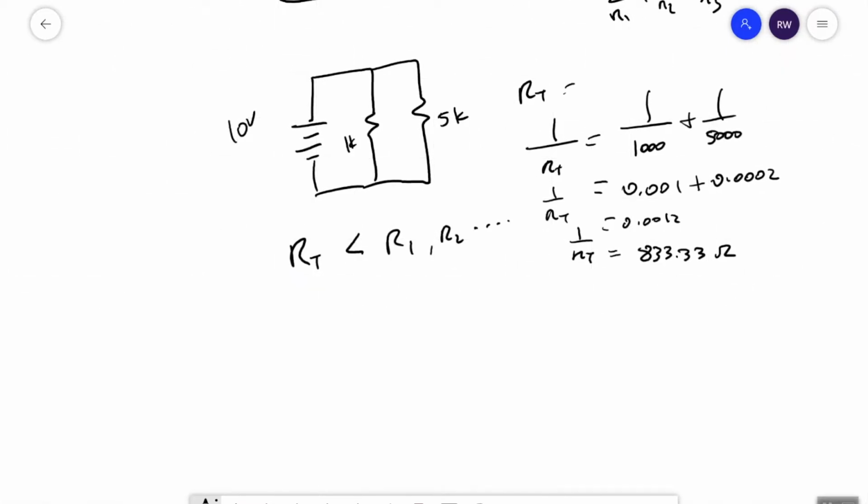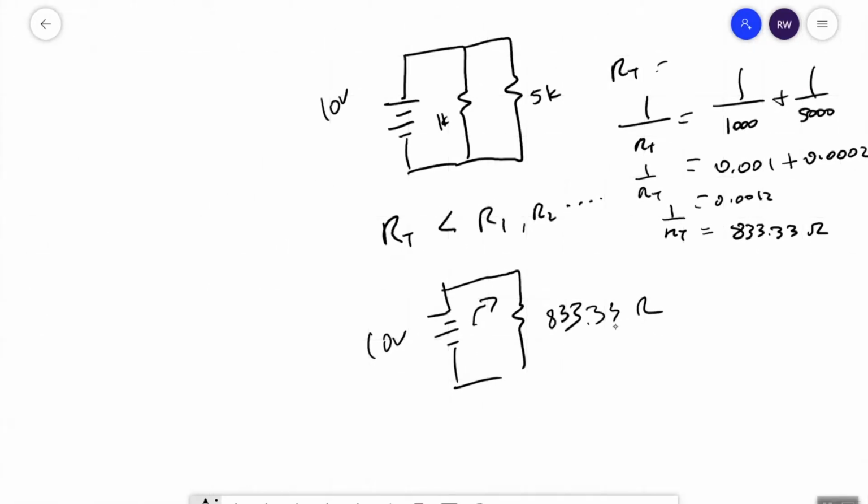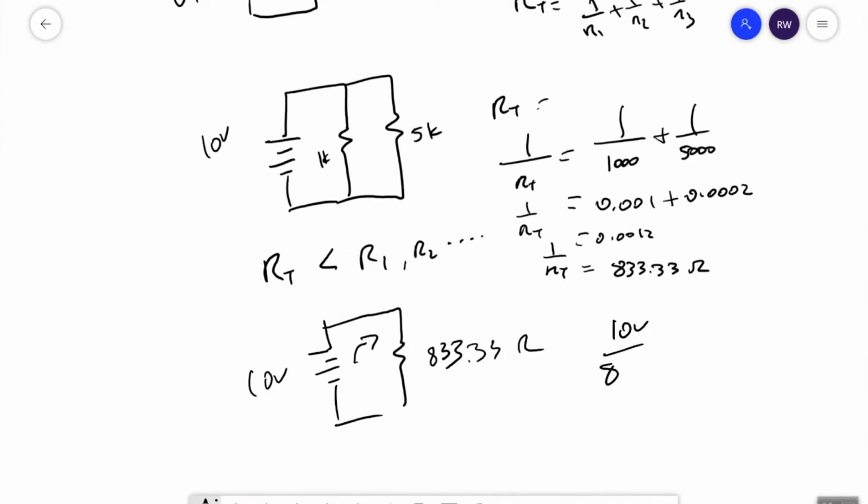So at this point, I know that my R total is 833.33 ohms. And if I'm at 10 volts, that means my current is 12 milliamps. So 10 volts divided by 833.33 is going to give me 0.012 amps, so 12 milliamps.